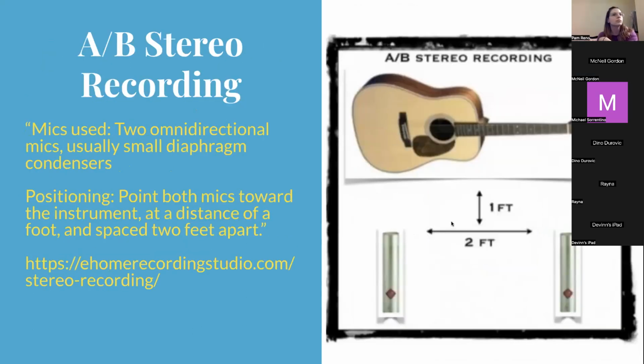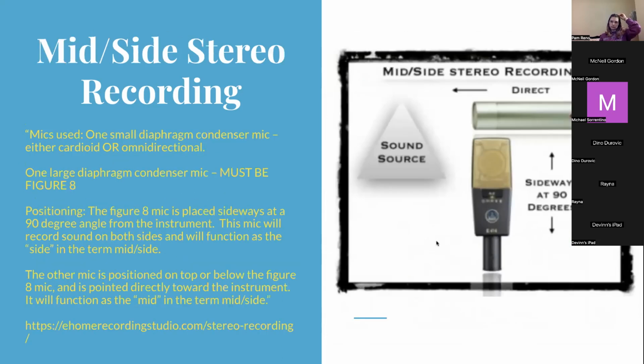Then there is the AB stereo recording: 2 omnidirectional mics, usually small diaphragm condensers. Point both mics towards the instrument at a distance of a foot and spaced 2 feet apart. So it would be 1 foot away, and then the microphones would be 2 feet from each other.